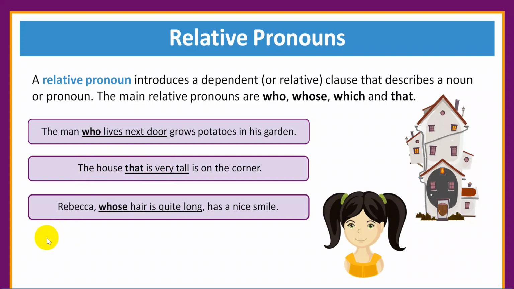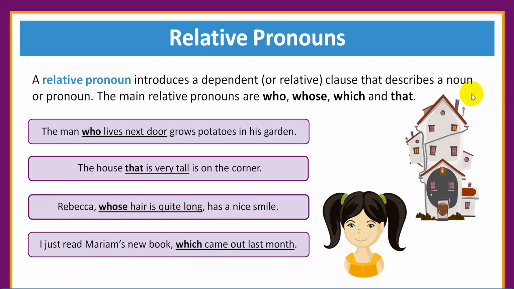Another example, Rebecca, whose hair is quite long, has a nice smile. Rebecca is the noun, and whose hair is quite long refers back to the noun Rebecca. So whose is a relative pronoun, and whose hair is quite long is the relative clause.